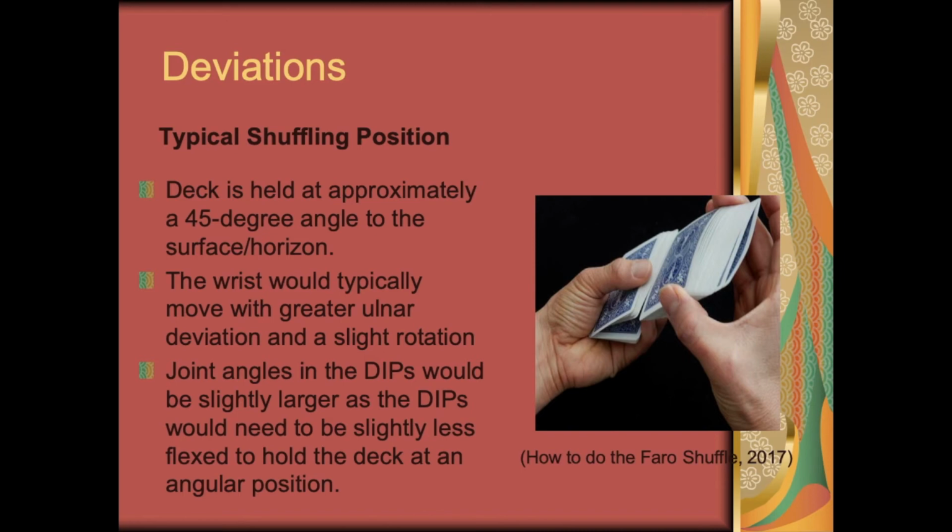Typically, the deck is held at approximately a 45-degree angle to the surface, while cards are moved from the bottom of the deck to the top along the long side of the cards. The wrist would typically move with greater ulnar deviation and a slight rotation. Joint angles in the DIPs would generally be slightly larger, as the DIPs would not need to be flexed as much to hold the deck at an angular position.